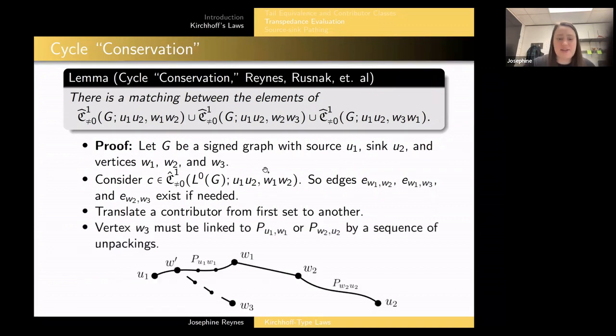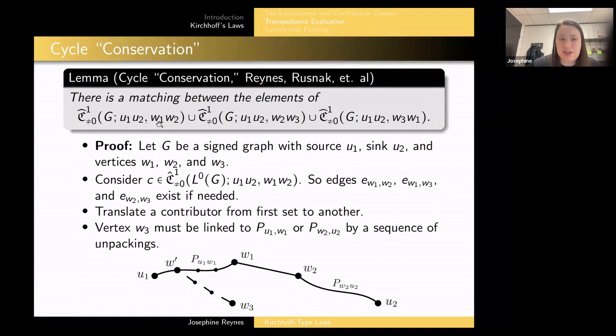So the idea is that this vertex W3 has to be linked to this path between U1 and W1, or to the path between W2 and U2. Without loss of generality for this specific image, we're going to suppose it's linked to the path between U1 and W1. And how do we know that these two paths exist? Well, the definition of contributor is telling us that we have U1 in a component with W1 and U2 in a component with W2. And these are connected components.